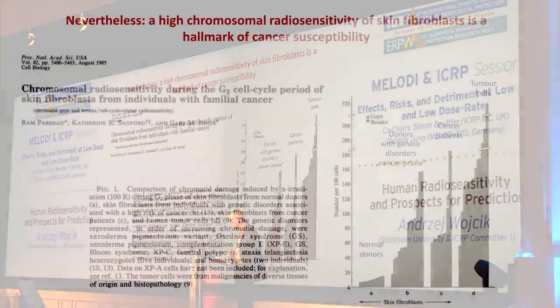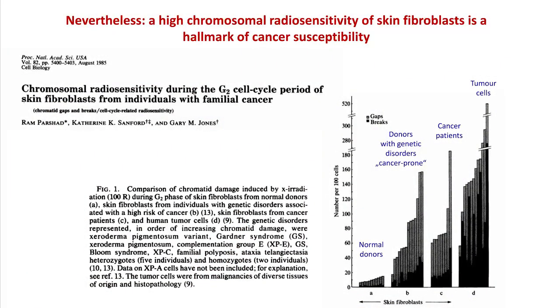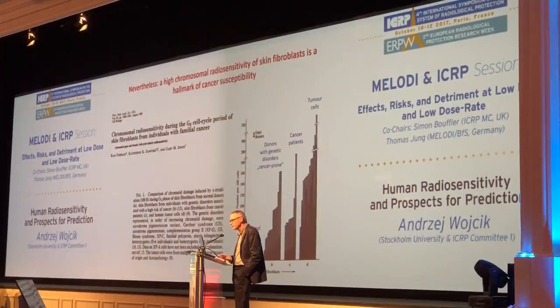But now, there was a study that really kicked off many other studies in the 1980s, 1985, from the lab of Catherine Sanford, who was a very famous cell biologist, where they took fibroblasts from different cohorts and looked at the radiation-induced aberration frequency in these fibroblasts. And they thought, well, maybe there would be a correlation between the radiosensitivity of the fibroblasts and the cancer phenotype if you irradiate cells in the G2 phase. I won't go into details why they did it, but of course there was a reason for this.